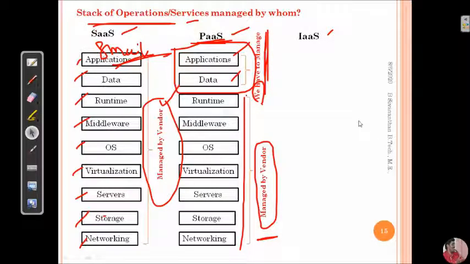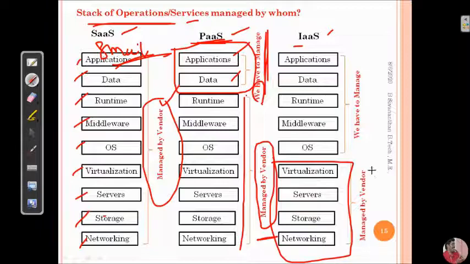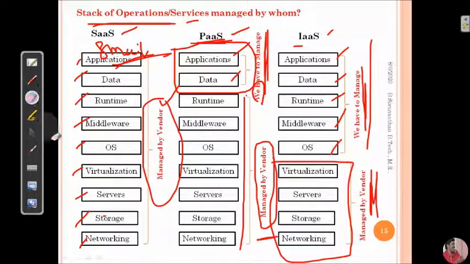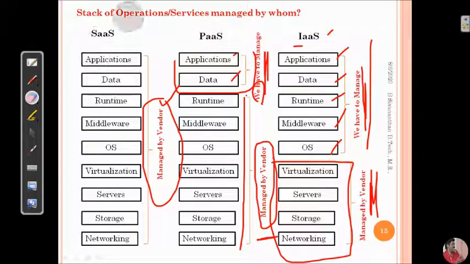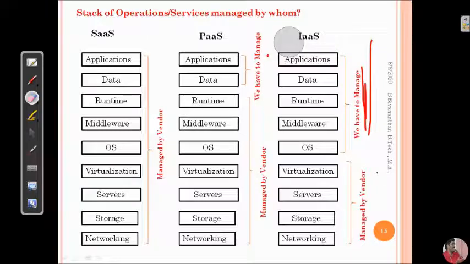And coming to the third type, IaaS, here I stands for infrastructure, right? So only these levels, right from the virtualization to the networking, will be managed by the vendor, and the rest, from the environment and the middleware, runtime, data and application, everything should be managed by the user. And this is one of the important things that you have to know: how the services are delivered, and which components are managed by the vendor and which by the user.